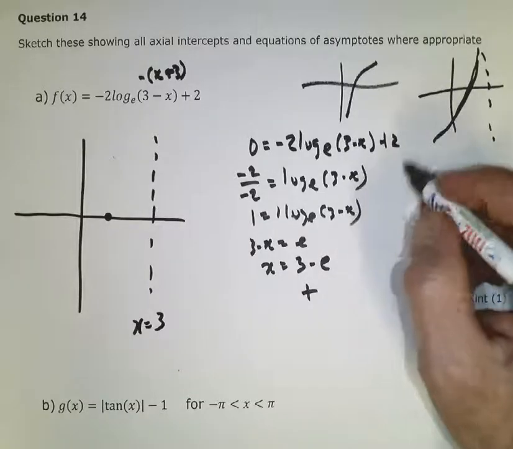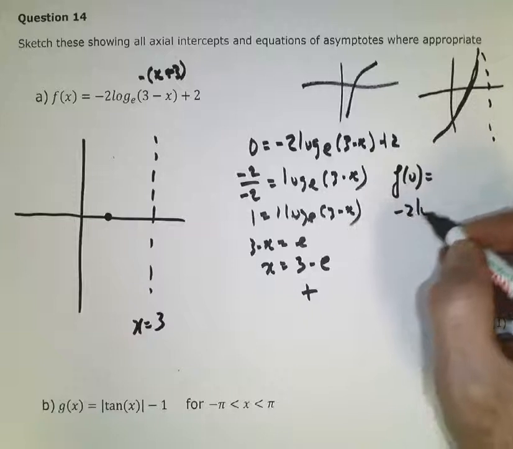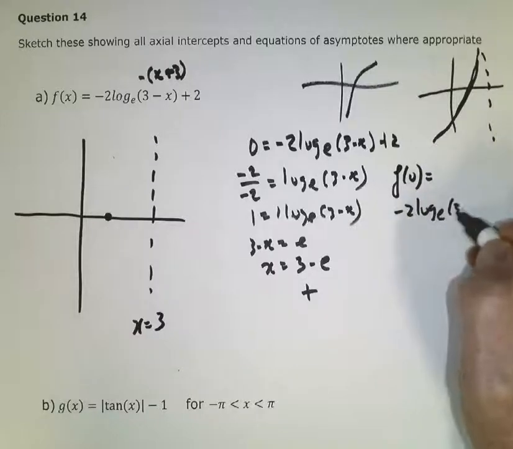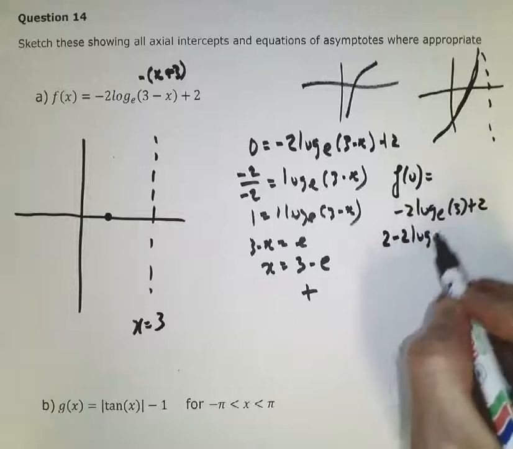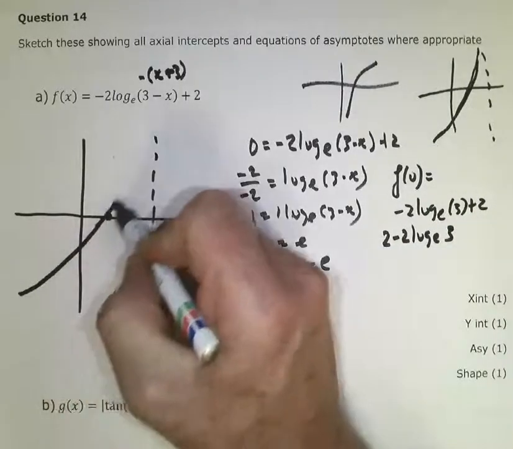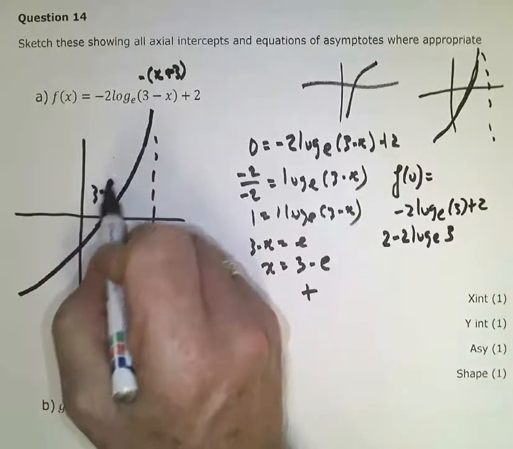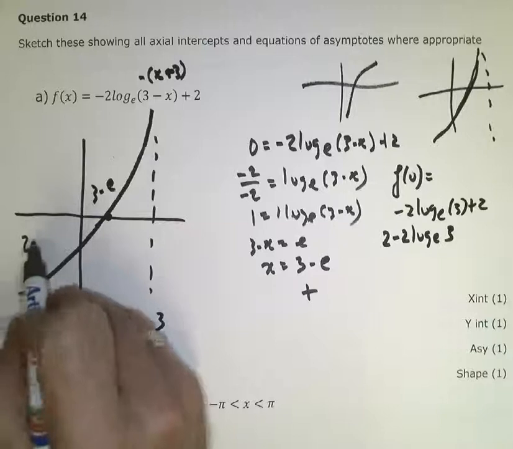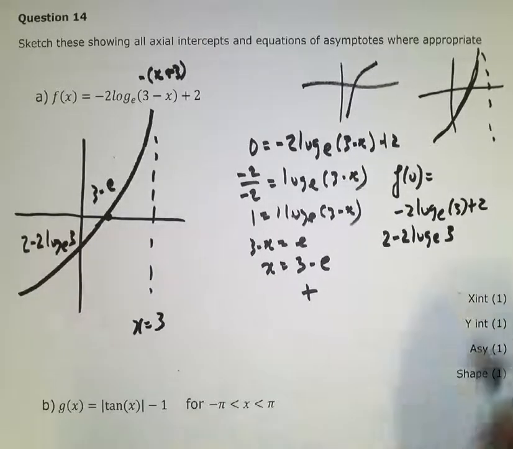And to find the y-intercept, f of 0 will find the y-intercept, and that will be minus 2 log base e of 3 plus 2. So I'm going to put the 2 at the front: 2 minus 2 log base e of 3. So here's my graph approaching the asymptote. 3 minus e, 2 minus 2 log base e of 3. And I'm comfortable that I got the x-intercept, I got the y-intercept, I've done the asymptote, and I got my shape. Beautiful.